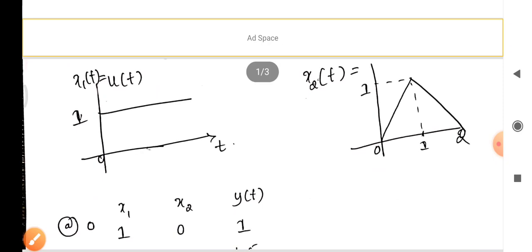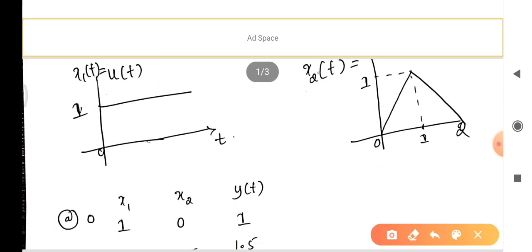Let's see how we can add it. Just observe these two signals and then say at 0, what is the x1 signal and what is the x2 signal? That we have to check. At 0, the x1 signal's magnitude is 1. What about the x2 signal at 0? Magnitude is 0, right? The operation we have to do is x1 plus x2, so that you get y of t. So x1 is 1, x2 is 0 at 0. At 0, its value will be 1.